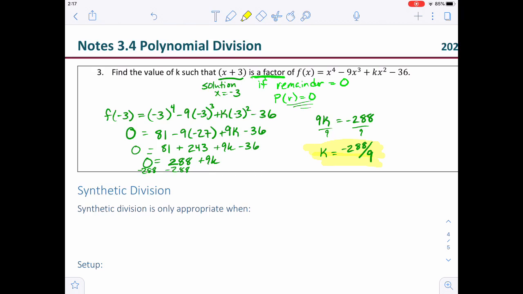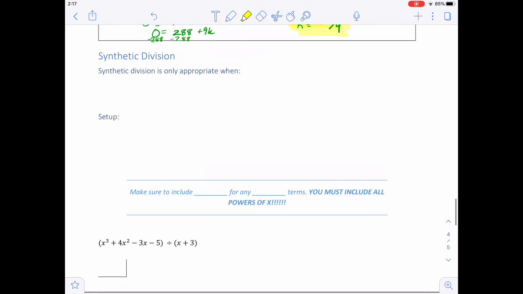The last thing we're going to talk about is synthetic division. Synthetic division is sort of a different way of talking about division. It's a way of looking at division with no variables, but we cannot always use synthetic division. That's important. It cannot be used for all problems.